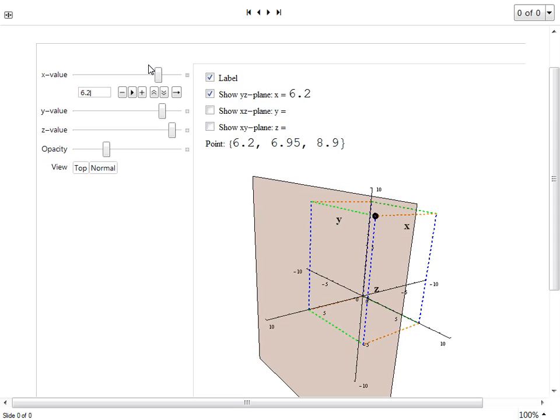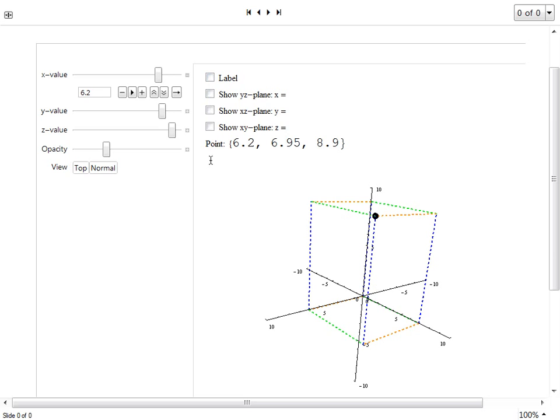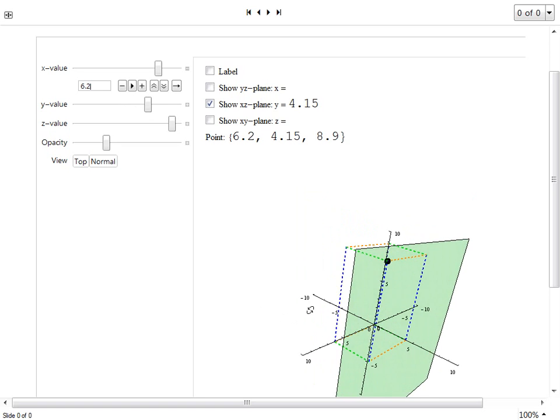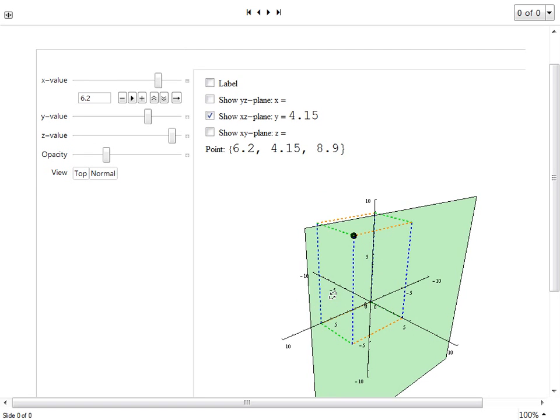So let's switch it now. Let's go and let's fix a Y value. I'm going to take those labels off. Let's fix a Y value and let the X and the Z be free, and what will we have? Another plane, right? But this one is parallel to which plane? The one that passes through which two axes? The X and the Z. So that would be a plane parallel to the XZ plane. With me?